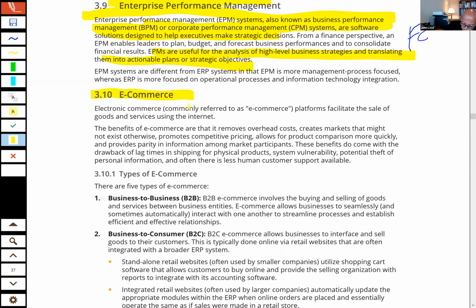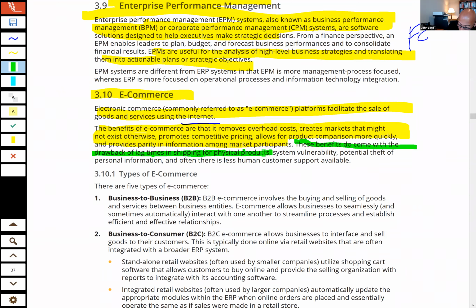So e-commerce: platforms that facilitate the sale of goods using the internet. E-commerce is all about the internet. They tell us, and I think this is self-explanatory, the benefits of e-commerce: it removes overhead costs, creates markets that might not exist, promotes competitive pricing, allows for product comparison more quickly, and provides parity of information amongst market participants. Now, these benefits do come with drawbacks such as lag times in shipping for physical products.